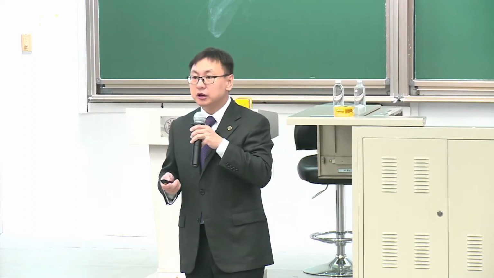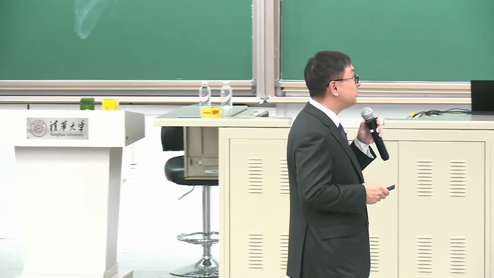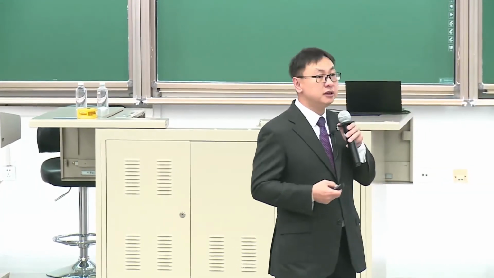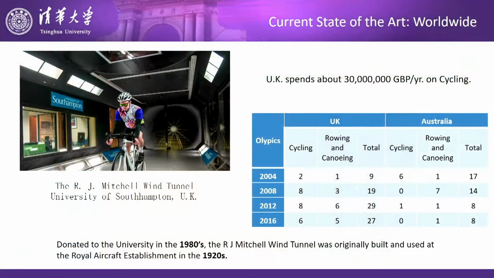In the United Kingdom, they invest a lot of money in the cycling sport. They spend about 30 million pounds per year. And check the Olympic medals from 2004 to 2016, it increased. On the other side, Australia, well, cycling 6-0, rowing and canoeing 1-7, 1-1. However, the UK is 1-3-6, and keeps increasing.